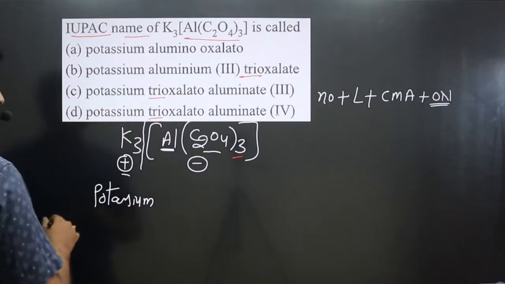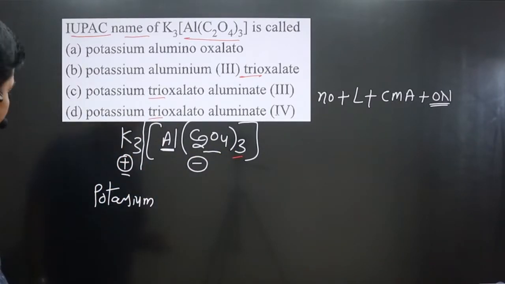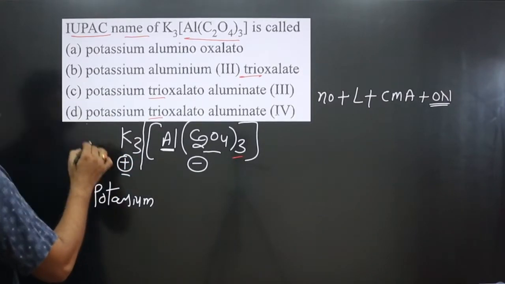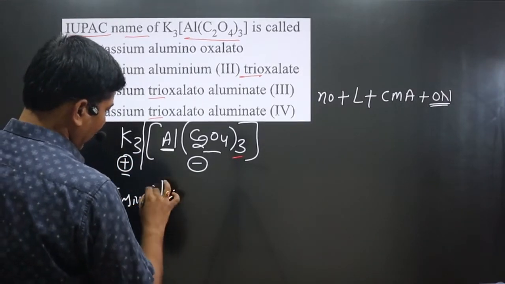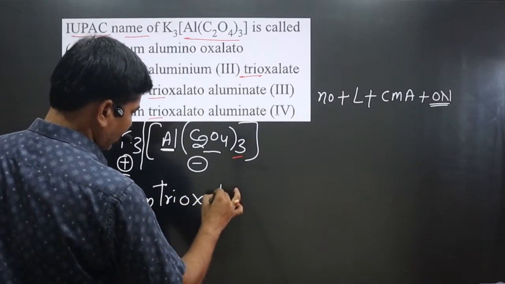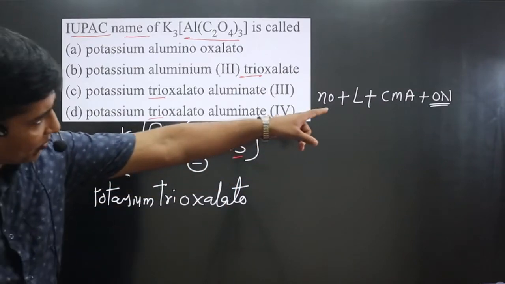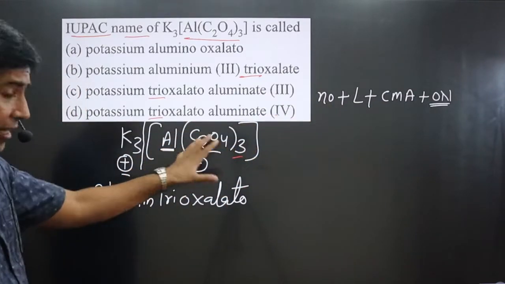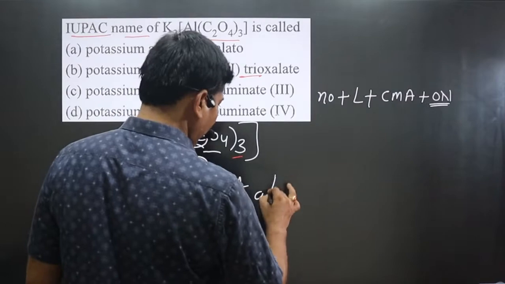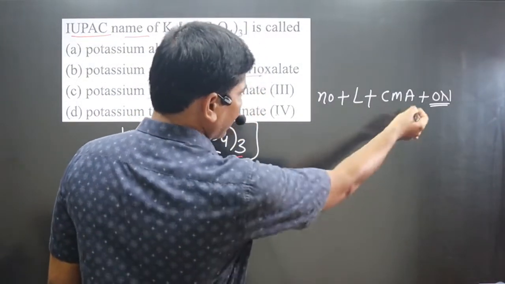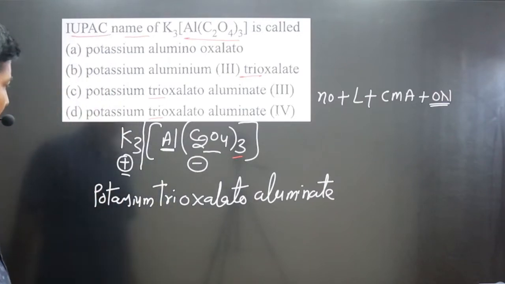So three ligands are there, the same type of ligand. So I can write tri, and oxalato is the IUPAC name. Then we have the central metal atom, which is present in the anionic part, so we say aluminate. And then we write the oxidation number. We can calculate the oxidation number.